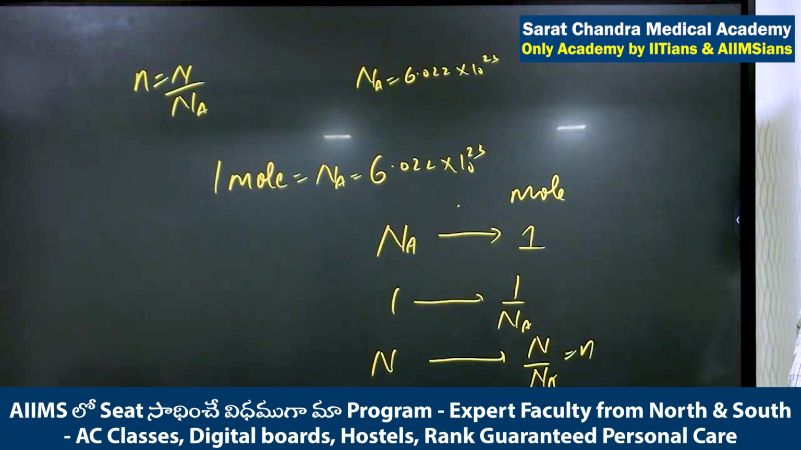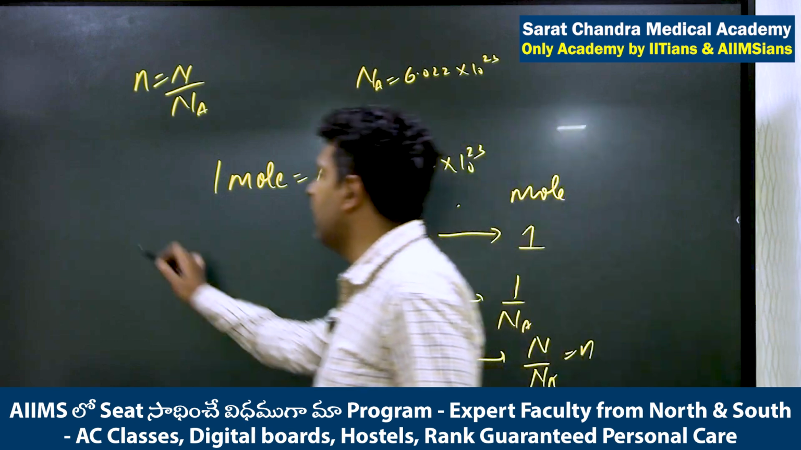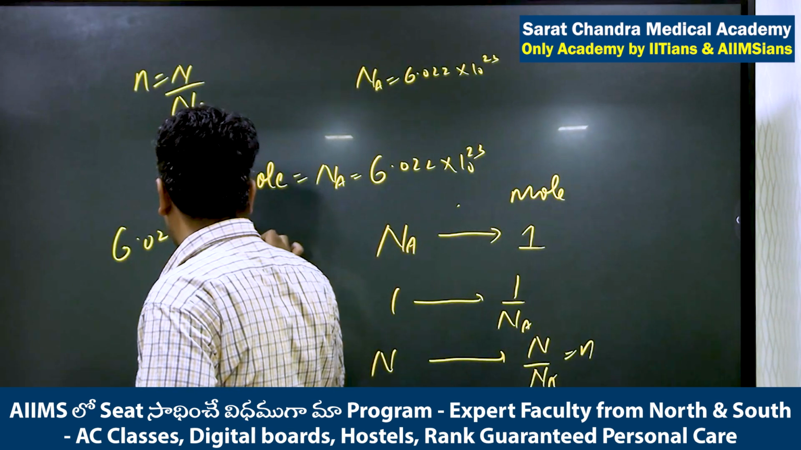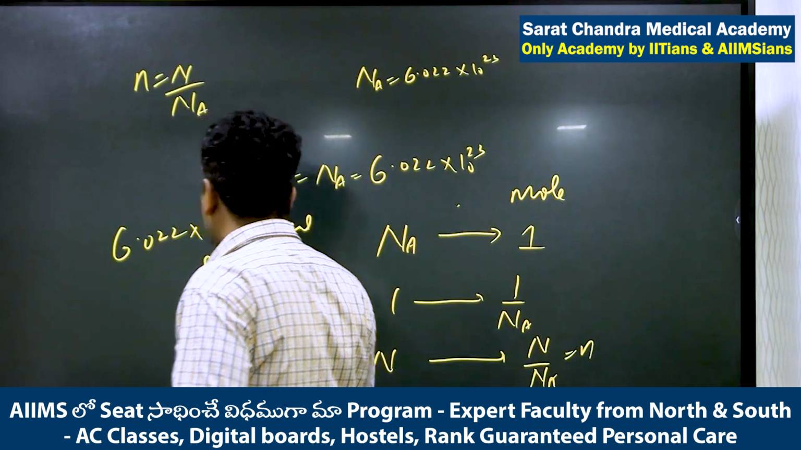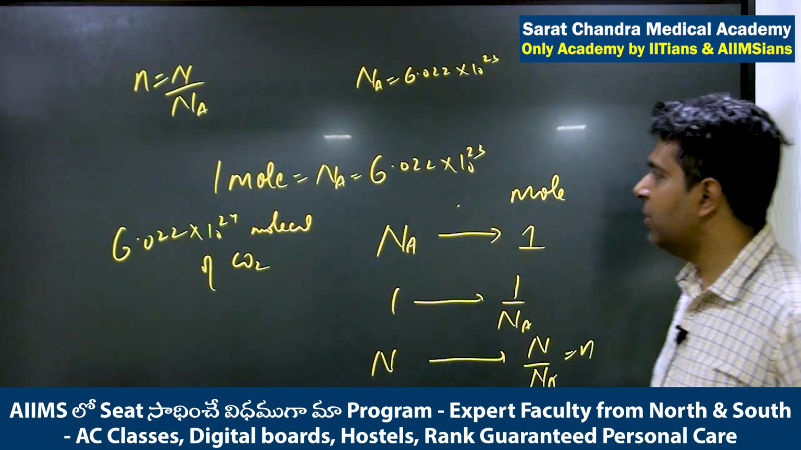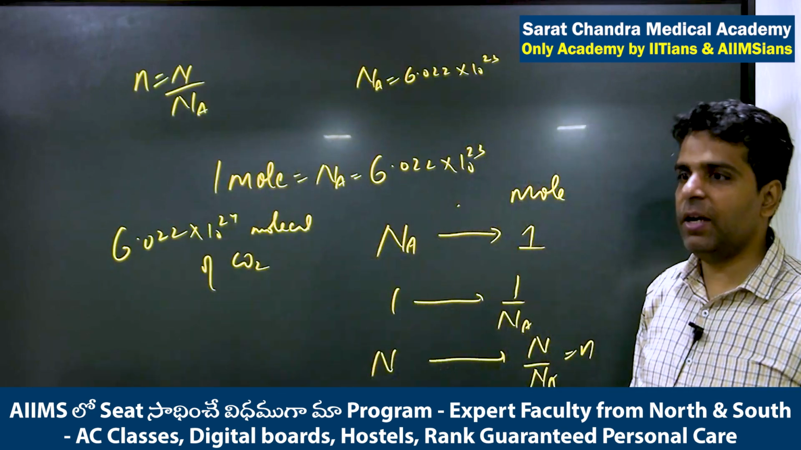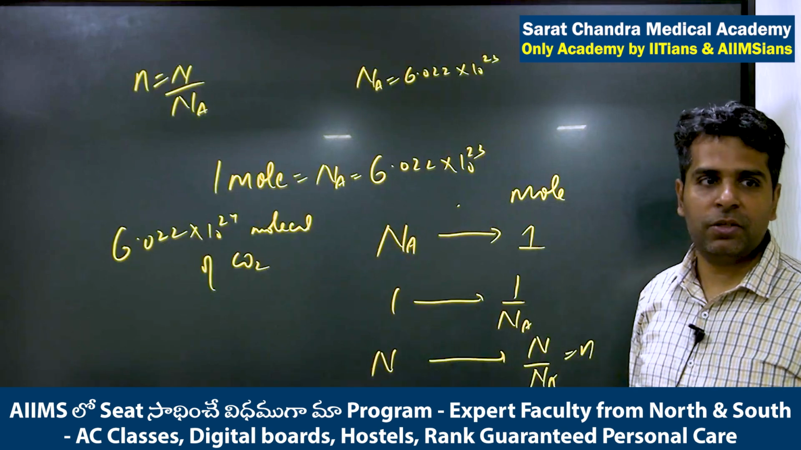So we have done questions based on this. Like suppose there are 6.022 into 10 to the power 24 molecules of carbon dioxide. Then how many moles of carbon dioxide are there? How will you find out? So these are number of molecules. Divide this by Na. We will get the number of moles of carbon dioxide. So we have done questions based on this.